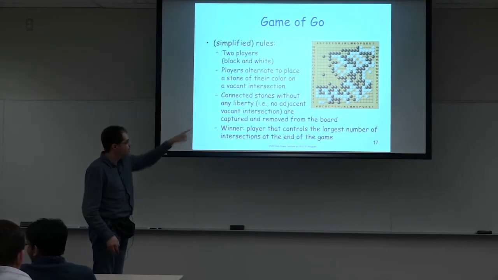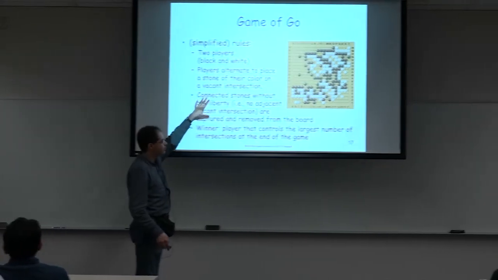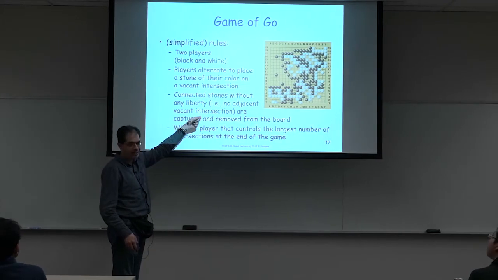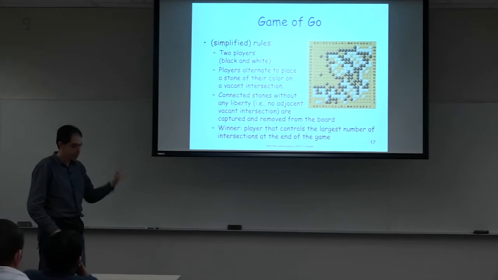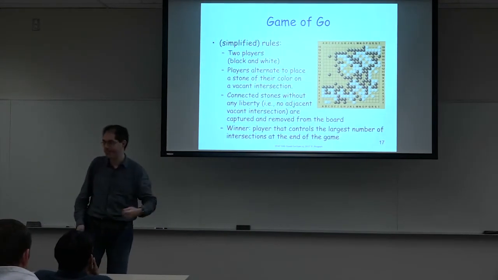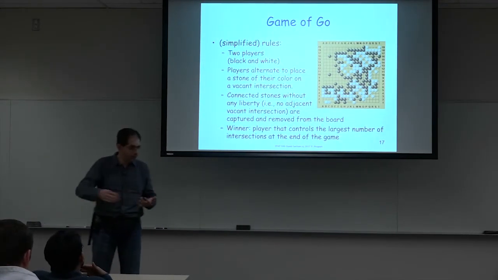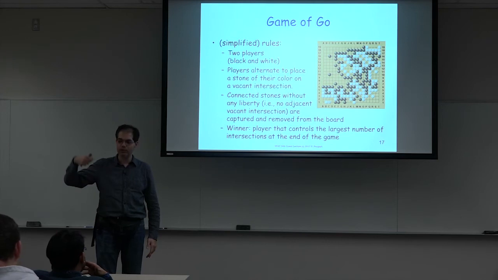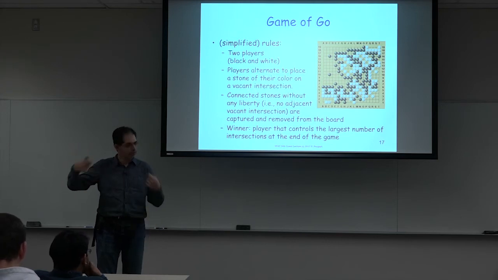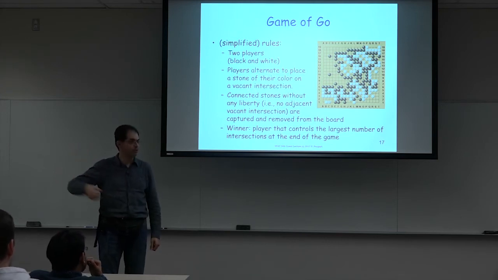So this game, despite the fact that the rules are very simple, is actually very complex. It is much more complex than chess, for instance. In terms of getting a computer to play this game, there was a lot of work for decades, and it was only in 2015 that there was a major breakthrough in achieving a level of play that was comparable to humans.